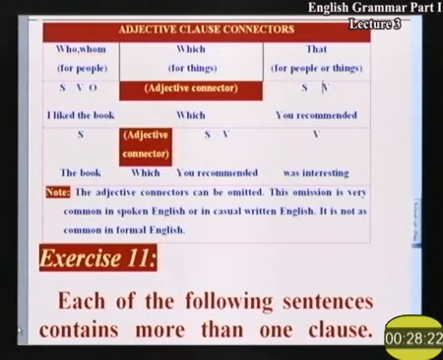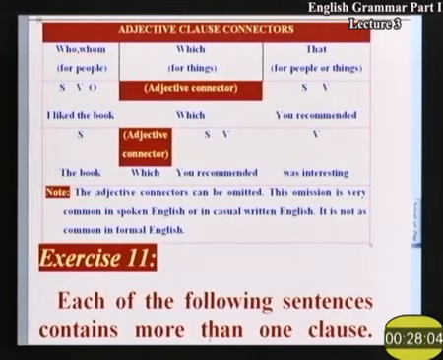The adjective connectors can be omitted. يعني ايه؟ أنا ممكن أقول the book you recommended was interesting. مش ضروري أقول which. This omission is very common in spoken English. مش ضروري أقول وأنا بتكلم the book which you recommended. بقول على طول the book you recommended was good.